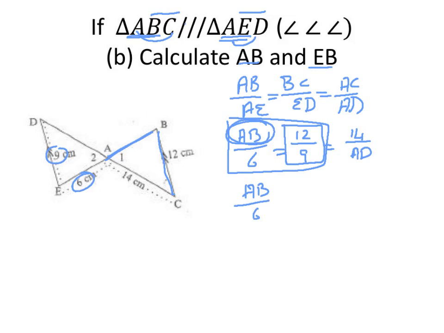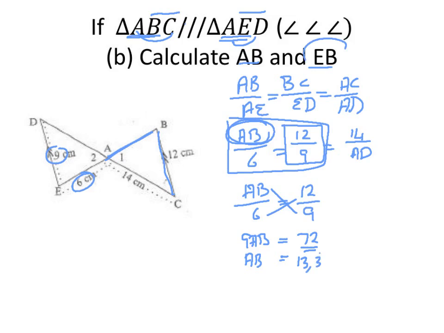AB over 6 is equal to 12 over 9. And using what we know about direct proportion, we can cross multiply. It's going to give me 9AB is equal to 72. And I divide both sides by 9. I'm going to get AB is equal to, divide 72 by 9, you're going to get 13,3 recurring. And there we go, we found AB using sides in proportion.